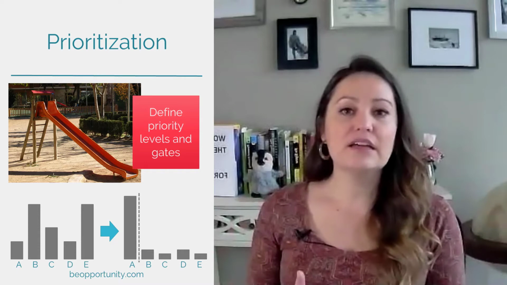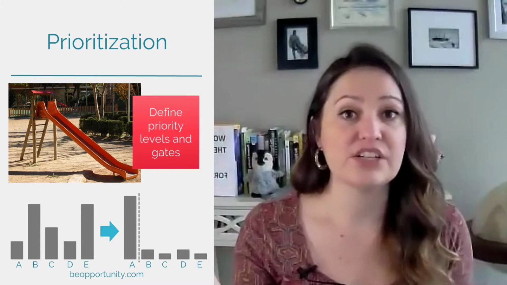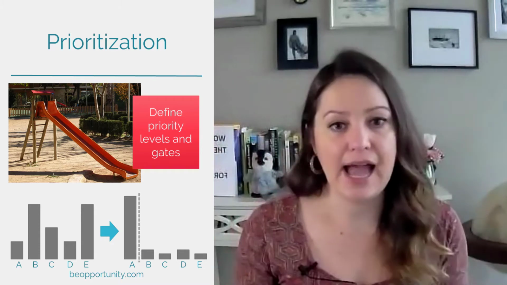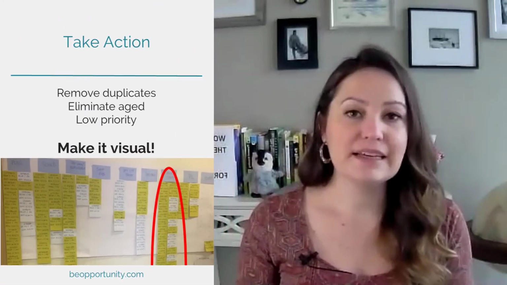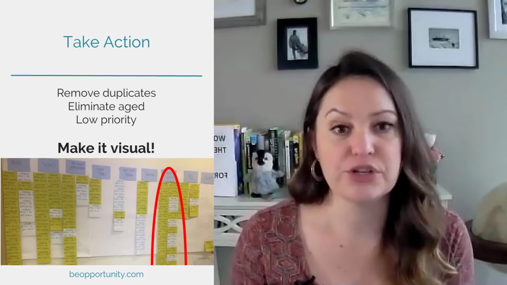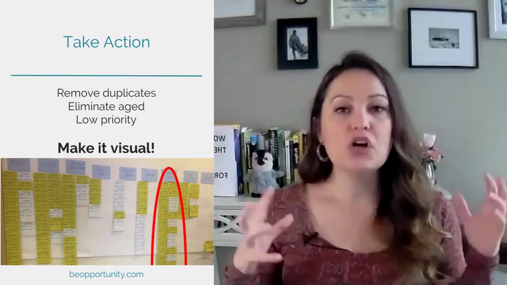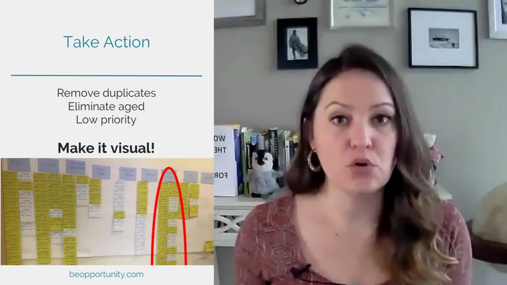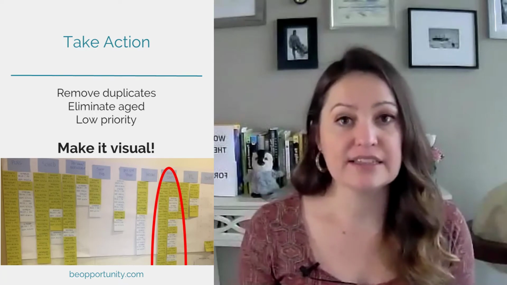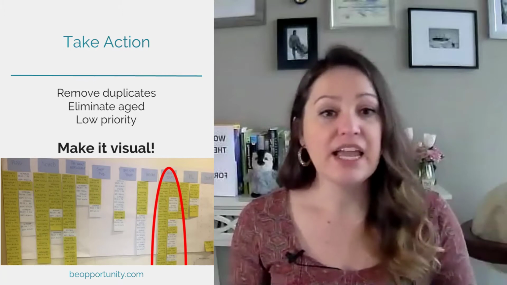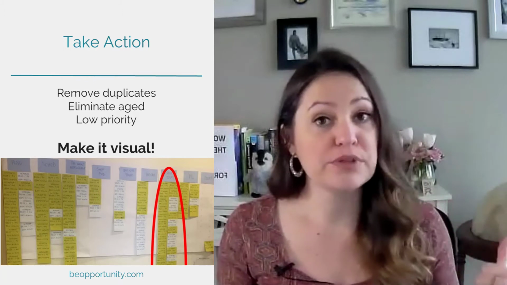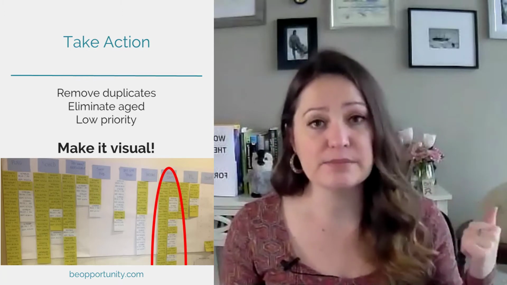Now, the first thing is prioritization. The second thing is taking action. Make things visual as much as possible. Make it clear that this is something that's important to your organization. Look at your backlog as a whole. Do you have a lot of duplicates? Get rid of the duplicates. Do you have a lot of aged work orders? Either work those aged work orders through the system or get rid of them. Don't let them sit around.